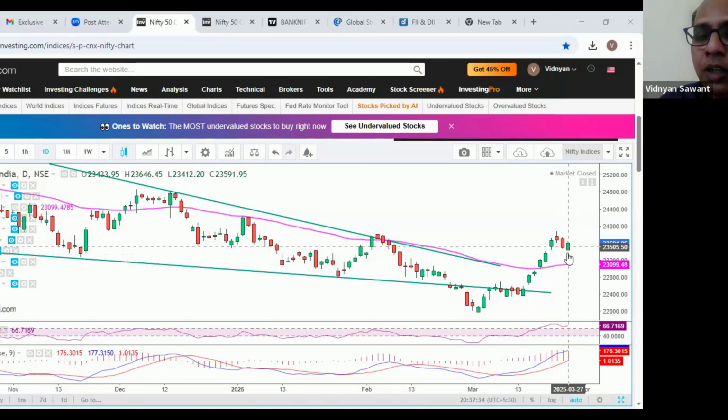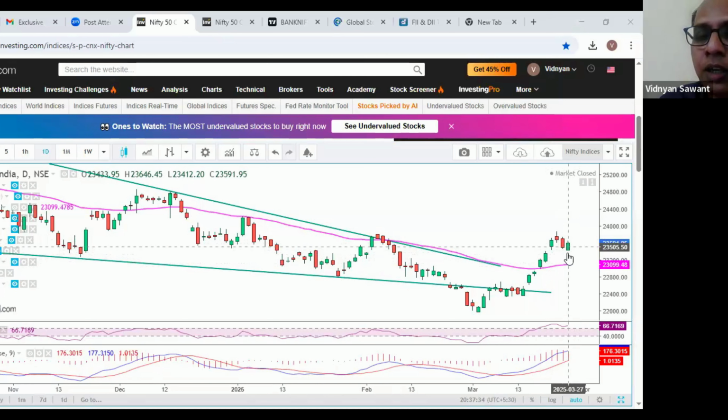The 24,250 level would be the trend reversal level for the Nifty. If it sustains above that level, then the trend will change from neutral to positive, and after that we may see some fresh buying in the Nifty towards the 24,800 and 25,500 levels.